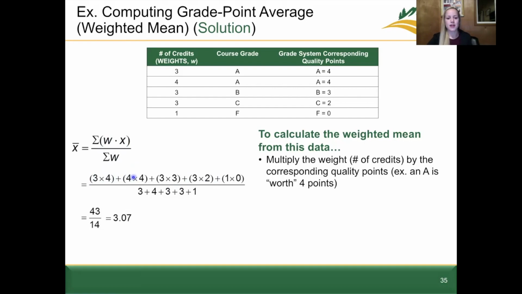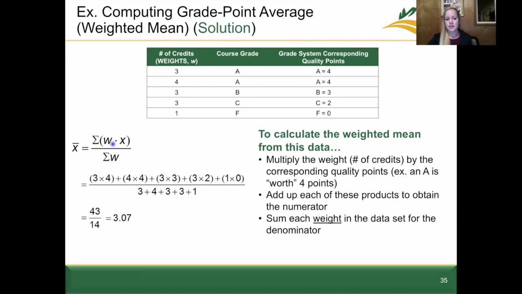Then once we've multiplied all those together, we sum them. Okay, so it's important to see here that 3 times 4 happens first, 4 times 4 happens first, 3 times 3 happens first, and so on. Then we end up adding all these products together. Okay, so here, as the next step says, we add up all these products to obtain the number in the numerator here. Now in the denominator, based on the equation, we need to sum all of the weights. So in the denominator, we need to sum 3, 4, 3, 3, and 1. These are all the number of credits that student took.